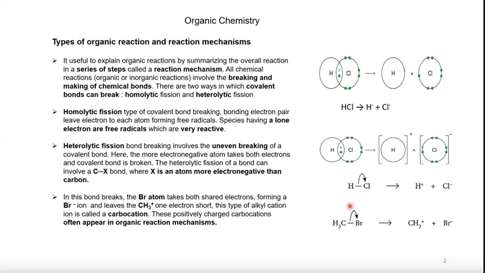We can also have such sort of breaking, that is heterolytic fission, in organic compounds. So let's say we have methyl bromide, and bromine is a highly electronegative atom. Therefore, the bonding pair of electrons goes towards bromine, and thereby we get a methyl ion and a bromide ion. And these we will use for explaining the reaction mechanism in organic compounds or organic bonding.